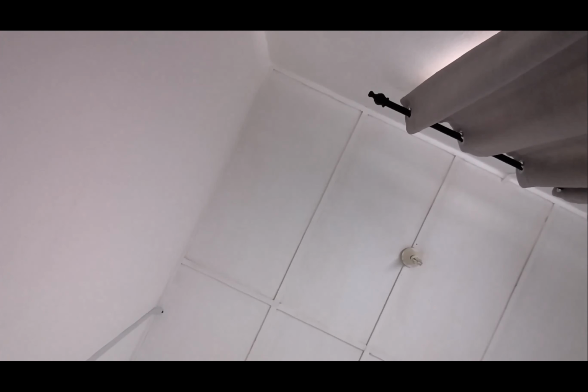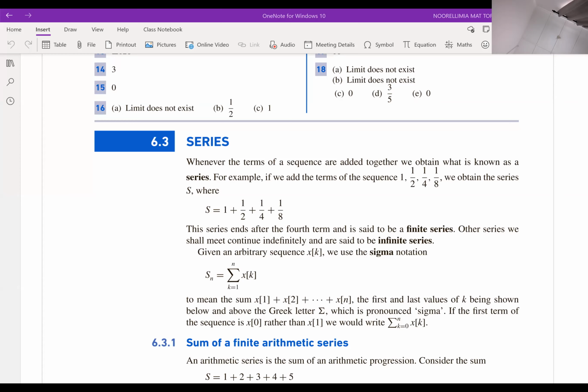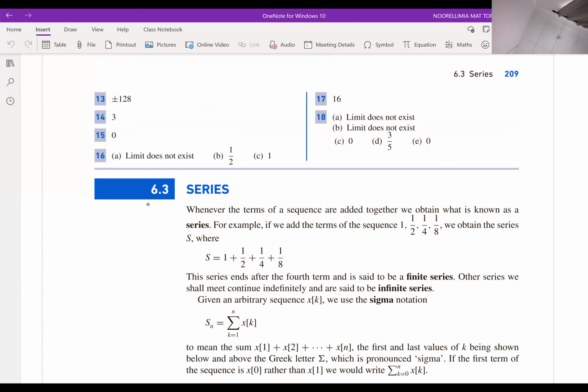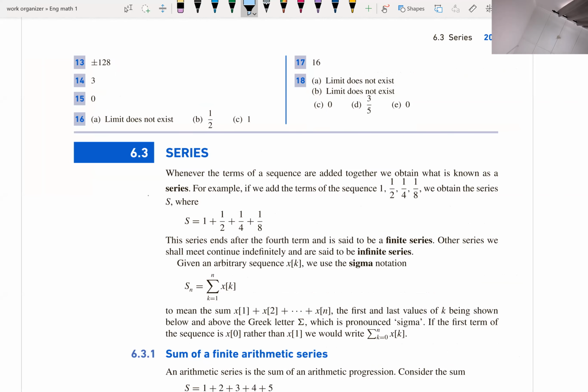Okay, so I will share screen. The subtopic today will be series. Before this kita learn about sequence, right? Sequence ni dia more kepada term. What is the first term, comma, and then the next term. So series ni dia adalah summation of the term of sequence tu.